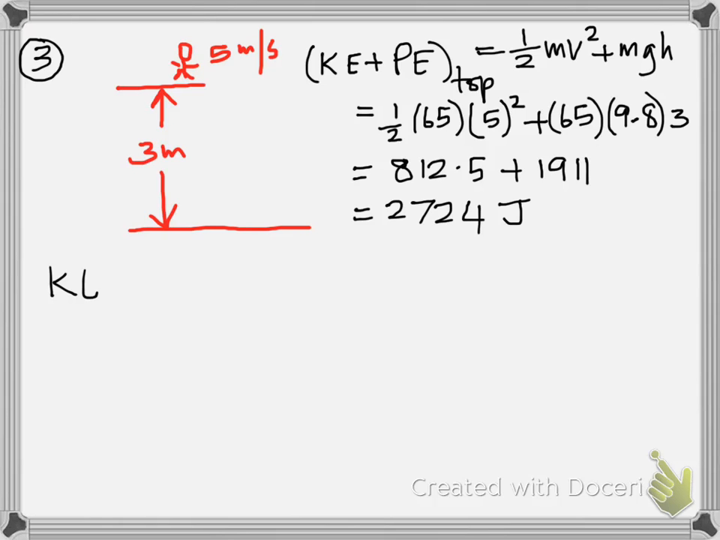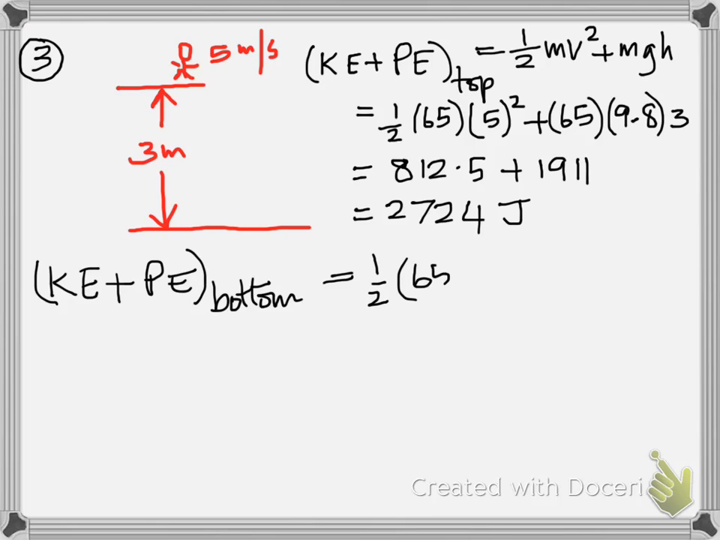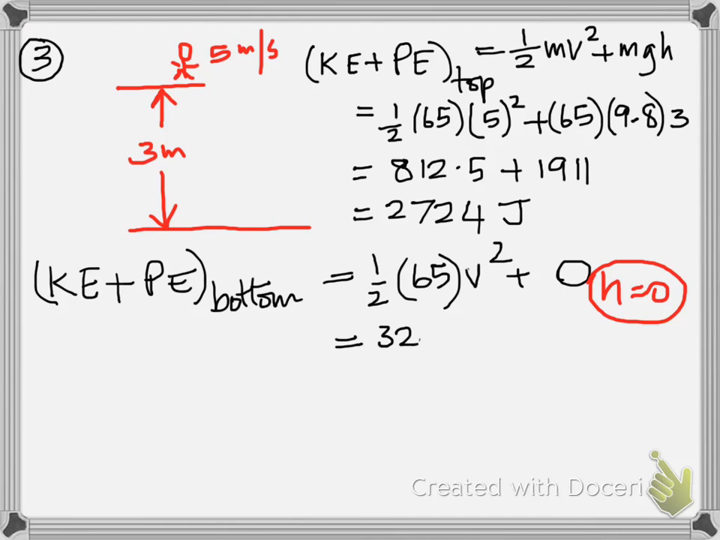Okay, so I find the kinetic energy plus the potential energy at the bottom. The same formulas, 1/2 times the mass, which is 65, times the velocity squared, which we're trying to find. Because that's the question, isn't it? So we do not know the velocity. Plus, why did I put 0? Because h is equal to what? 0. At the bottom, what is h? h is 0 because you measure height from the bottom. So I get 32.5 v squared. That's 65 by 2, times velocity squared.